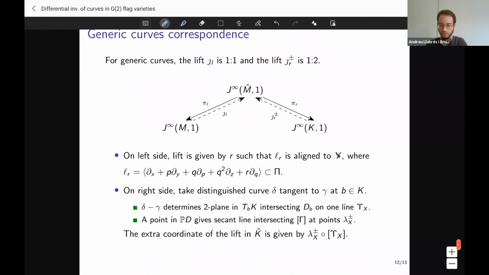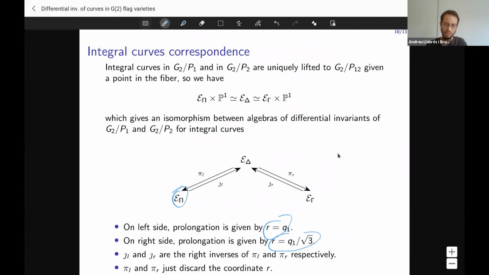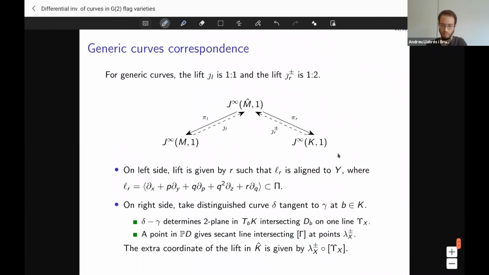As for generic curves, the correspondence is not like this one, because here we have that the algebra of differential invariants is the same in the three geometries, but here we have different number of invariants. But still, we can find some correspondence between curves. On the left side, we have a leaf that is one-to-one, and this is given by a line, so we have a one parameter family of lines that span pi upstairs in M hat. And if we align this with y in the canonical frame that belongs to pi, we get this extra coordinate r that we need for the lift.